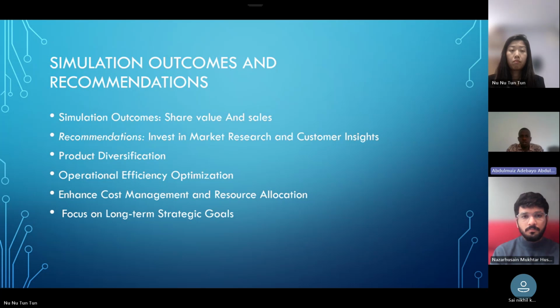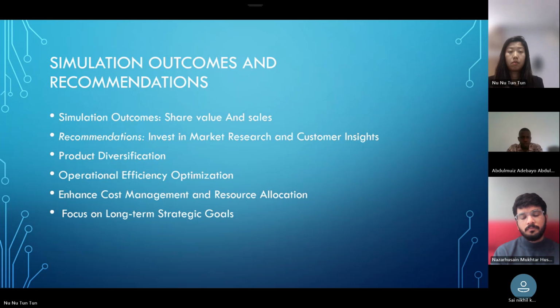Another recommendation which we gave was enhancing cost management and resource allocation. It is very essential for improving our financial stability. Better operational effectiveness and cost control practices will lead to higher profit margins and a steadier share price. Implementing best practices in supply chain management and cost discipline will signal to investors that the company is effectively managing its resources.